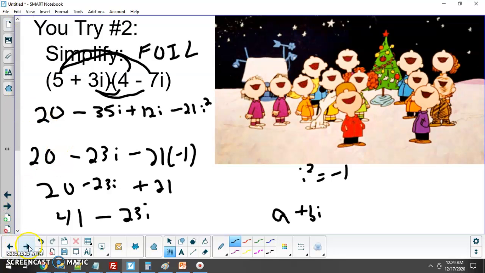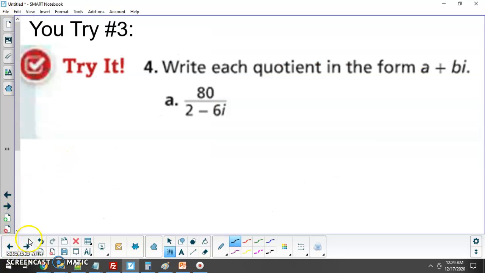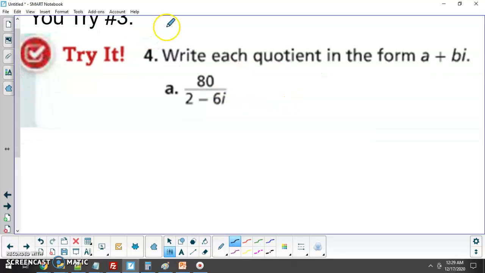And on to the next one, which is a little bit harder. Okay, here you are dividing a complex number, and you want to write it in the form a plus bi. So you have to get rid of the imaginary number in the denominator. Okay, now remember there was something called the complex conjugate.